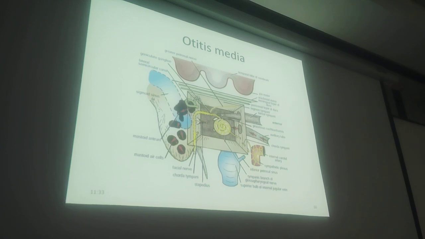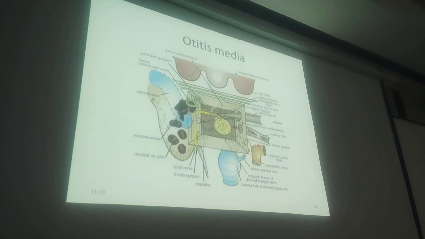Infection of the middle ear is called otitis media, where oto means ear. Look at the relations of the middle ear. Superiorly there are meninges, and above the meninges is the temporal lobe. So infection of otitis media can spread upwards. It can cause meningitis or temporal lobe abscess.